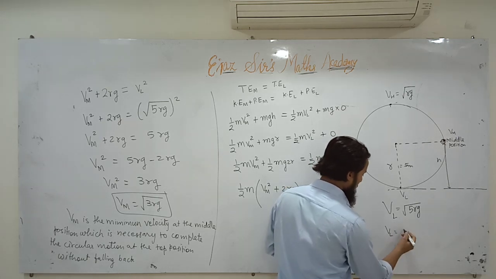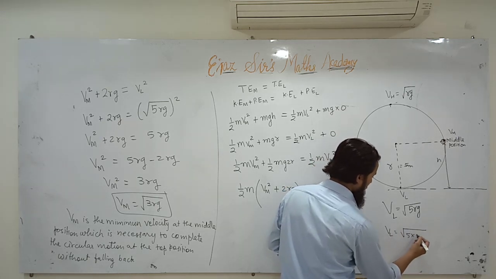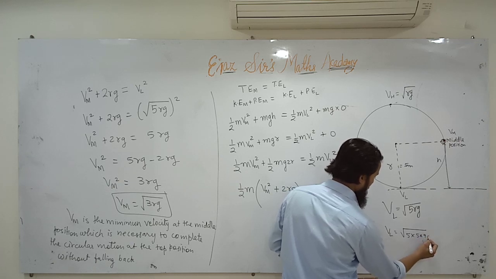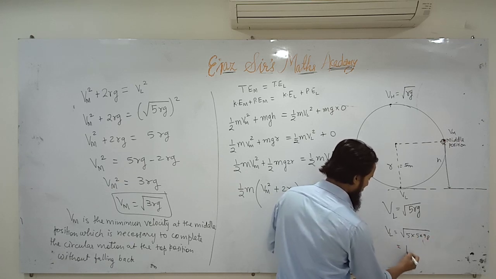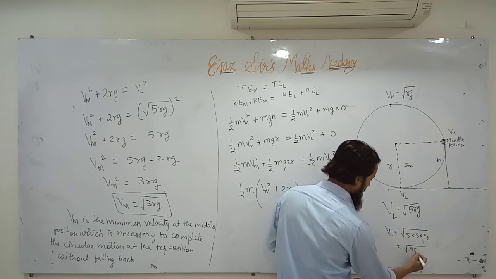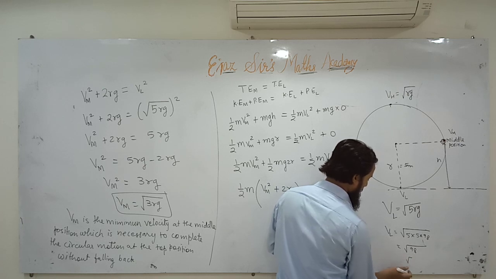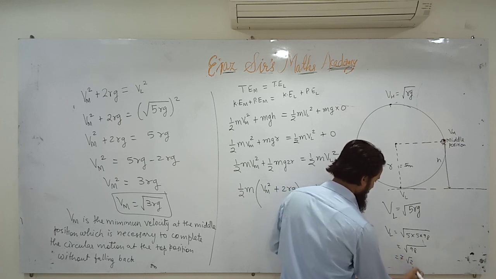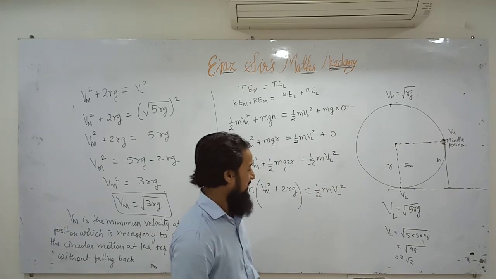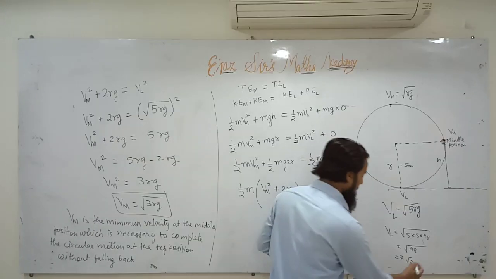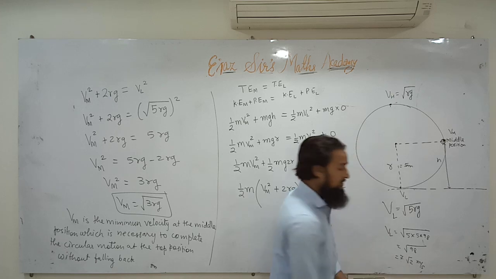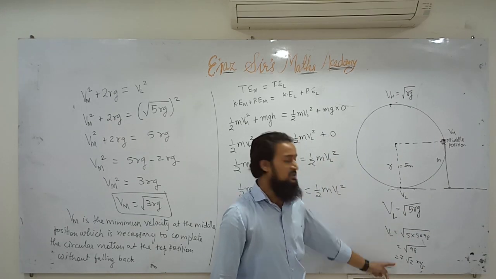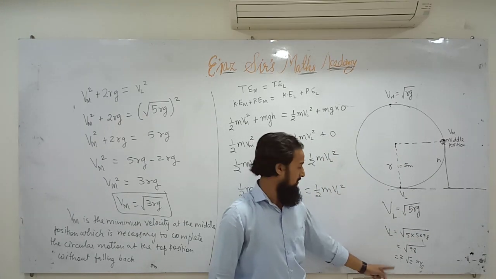Sorry, it's not 7. It's 5 RG. R is also 5 and G is 9.8. It will be 5 into 5 into 9.8, which is 5 into 5 is 25... 10 is 90, root 98. Root 98 is 7 root 2. If the person's velocity will be less than 7 root 2 meters per second, I will say that the person will never be able to complete the circle.